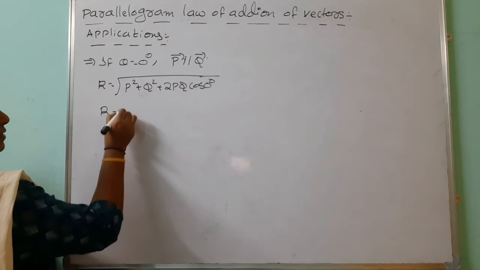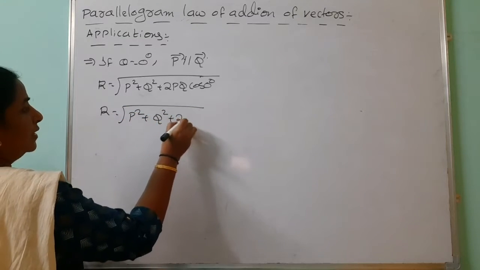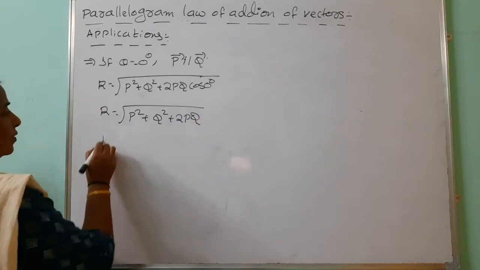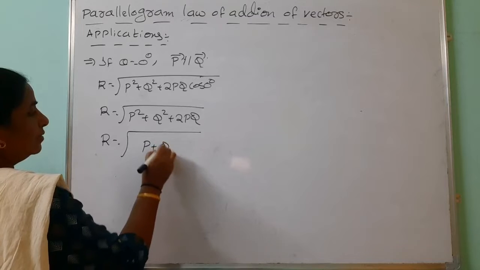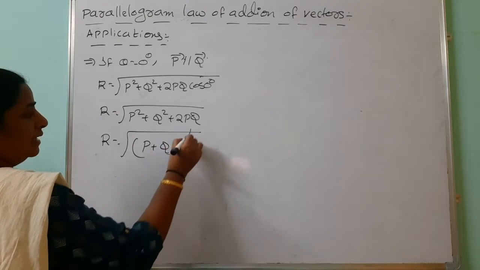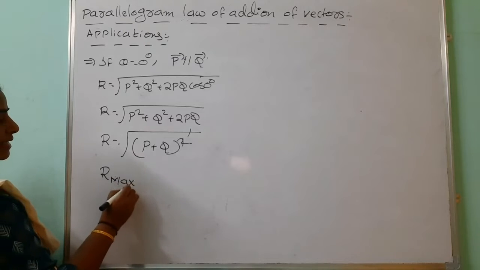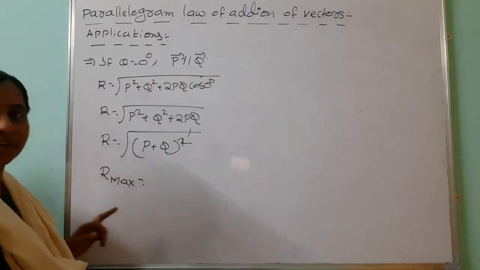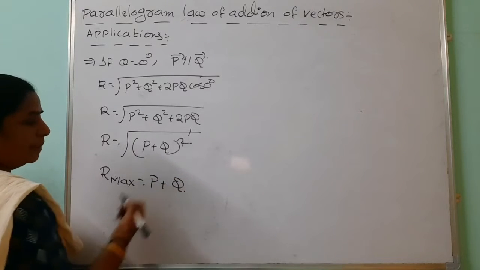So R equals under root P square plus Q square plus 2PQ. It is like the (a plus b) whole square formula. Then R equals (P plus Q) whole square under root, so this cancels. So what is R maximum? Whenever we are adding two vectors, we get the maximum. R maximum equals P plus Q.